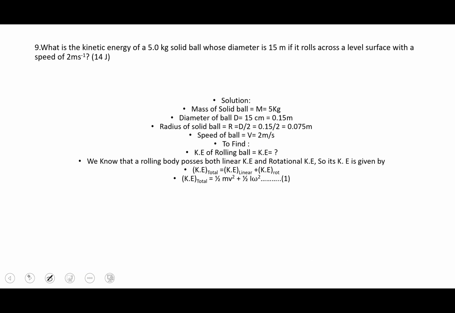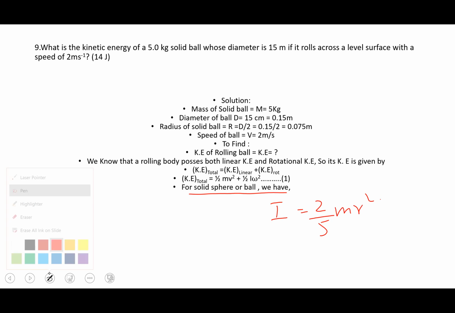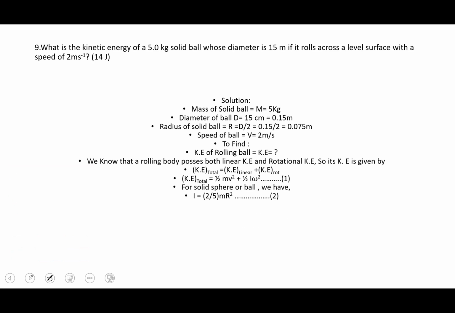Now the total kinetic energy will be equal to half mv square, which is for the linear part, and half I omega square, which is the rotational kinetic energy. Putting in the values for a solid sphere, we have to know the moment of inertia. I is equal to 2 over 5 mr square. Putting in the values in the above equation, we are replacing omega r by v, because we know that v is equal to omega r, so omega will be equal to v over r.